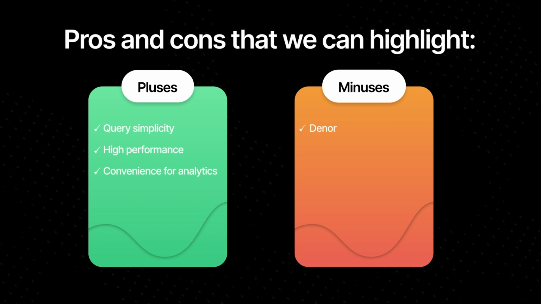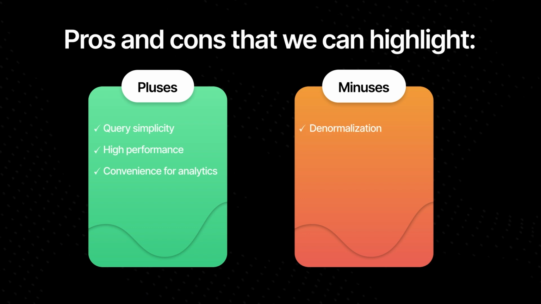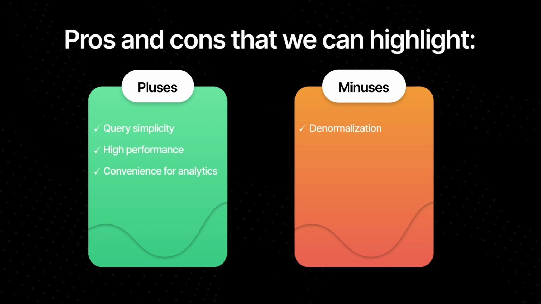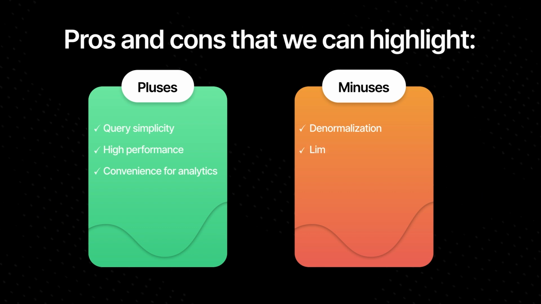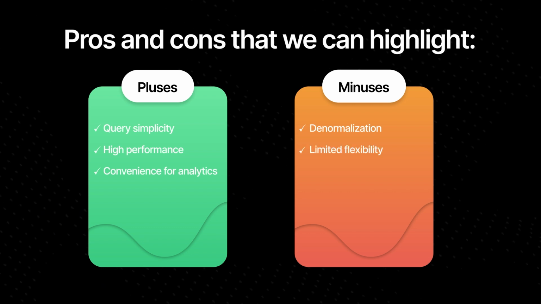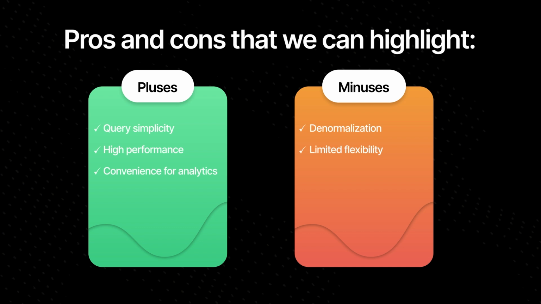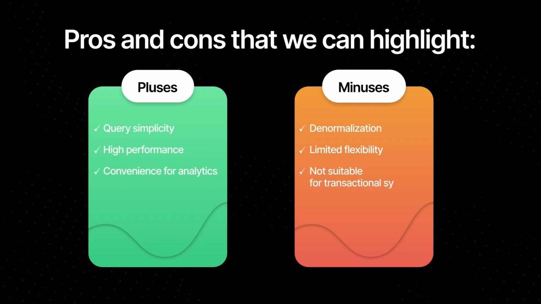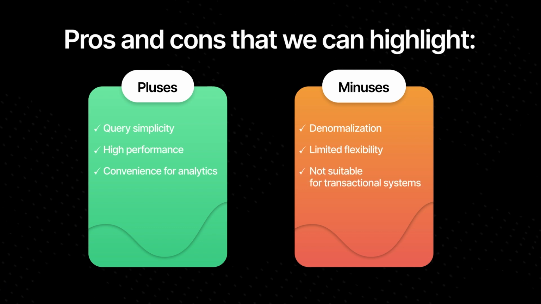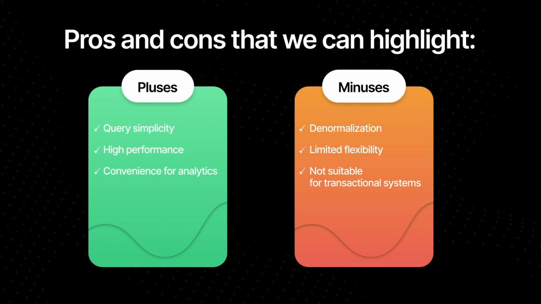Minuses of stars. Denormalization. Star requires denormalization of data, which can lead to redundancy and complexity. Limited flexibility. Changing the structure of a star can be complex and costly. Not suitable for a transactional system. Star is not an optimal choice for transactional systems.